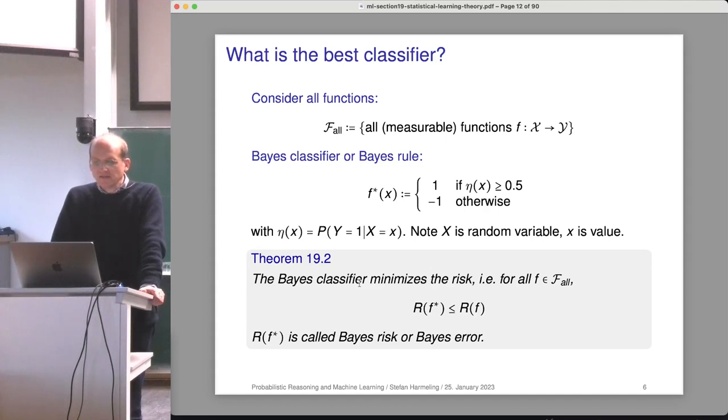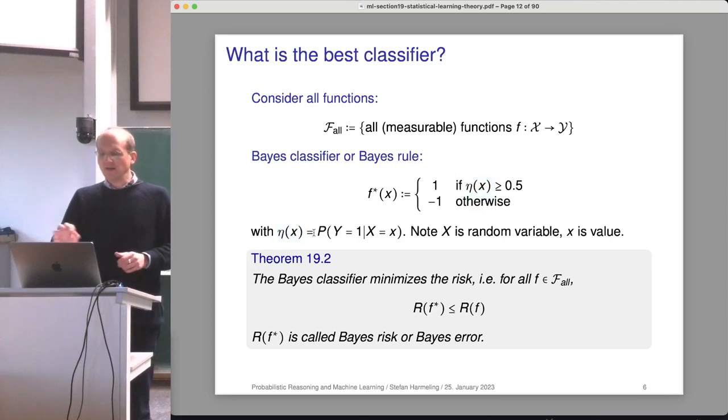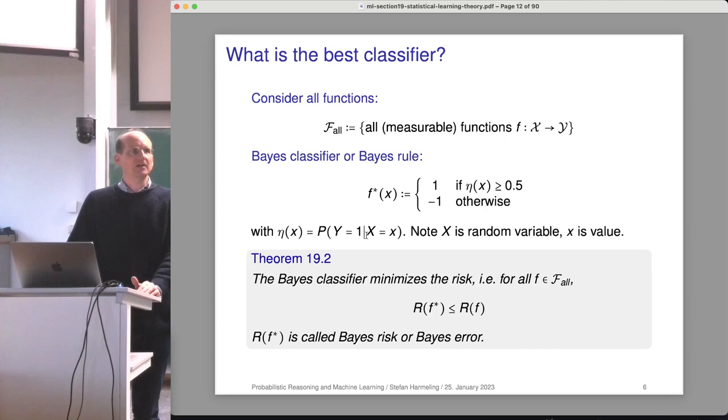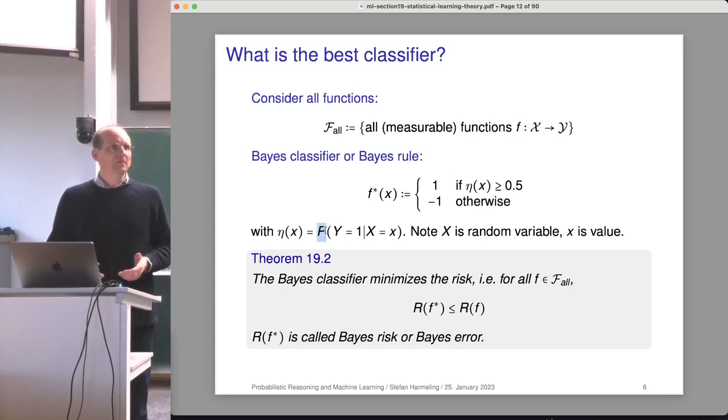So the Bayes classifier is minimizing the overall risk. That means for any function f, my Bayes classifier is better than everyone else. Now let's see, how is it defined? What is the Bayes classifier? It's the one with the star, and it says 1 or minus 1, depending on this function eta of x. And what is eta of x? Eta of x is defined to be the probability that y is equal to 1, given that X is equal to x. So it is something that we don't have. We don't have the P, but if we had the P, then we could define the eta.